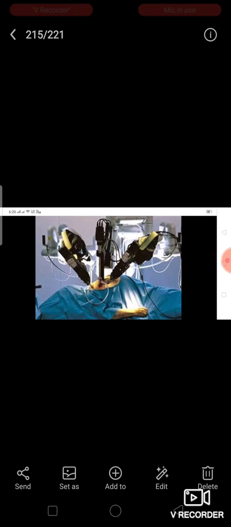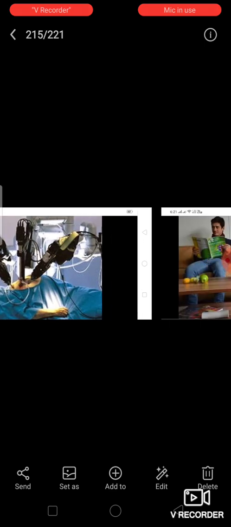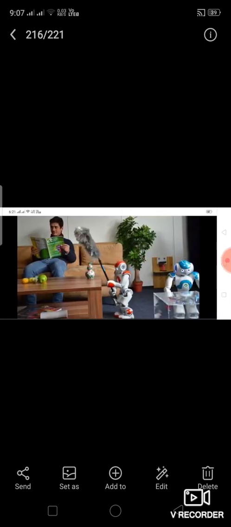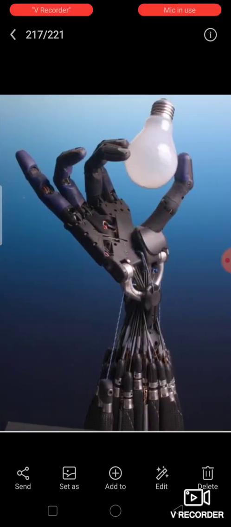See, the operation is done by the robot. The robot is doing operations. See, household work can be done using robots. See, it is holding a bulb. How sensitive. So it uses this pressure sensor to hold a bulb or eggshell.